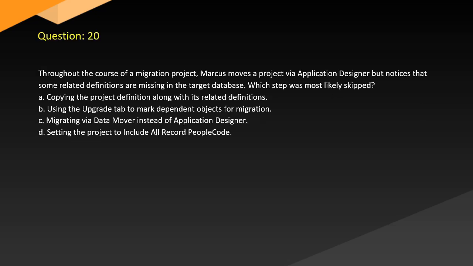Question 20. Throughout the course of a migration project, Marcus moves a project via Application Designer, but notices that some related definitions are missing in the target database. Which step was most likely skipped? A. Copying the project definition along with its related definitions. B. Using the Upgrade tab to mark dependent objects for migration. C. Migrating via Data Mover instead of Application Designer. D. Setting the project to include all record PeopleCode.